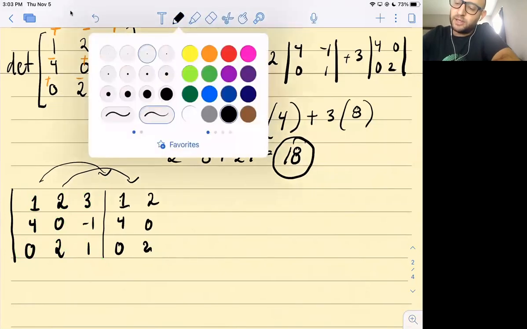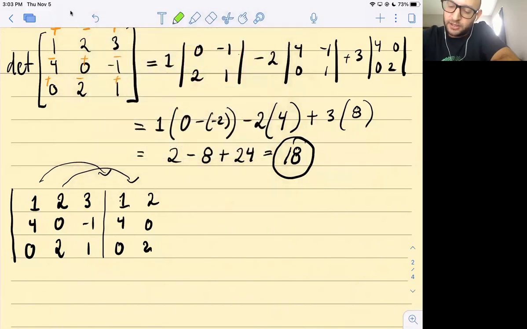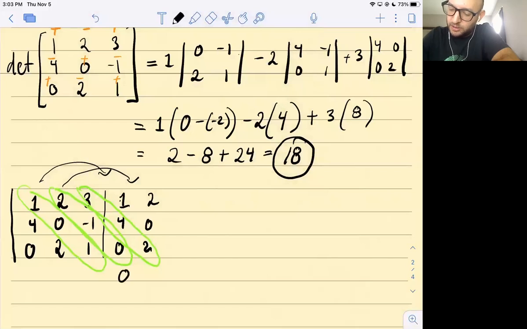So what this pattern does is multiply the diagonals that go from the top left after you've written them next to each other like that. So multiply all these numbers, and let's see what we get. So 1, 0, 1, that's going to multiply to 0. This multiplies to 0. And 3, 4, 2 multiplies to 24.